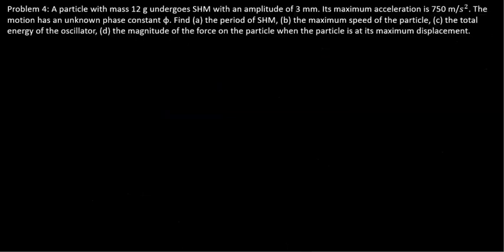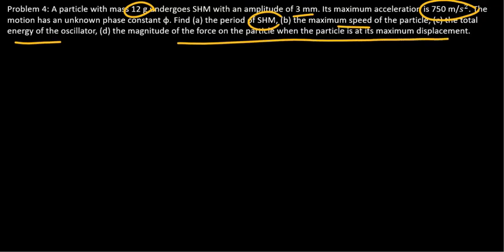Problem 4. A particle with mass 12 grams undergoes simple harmonic motion with an amplitude of 3 millimeters. Its maximum acceleration is 750 meter per second squared. The motion has an unknown phase constant. Find the period of the simple harmonic motion, the maximum speed of the particle, the total energy of the oscillator, and the magnitude of the force on the particle when the particle is at its maximum displacement, namely when the particle is at its amplitude.